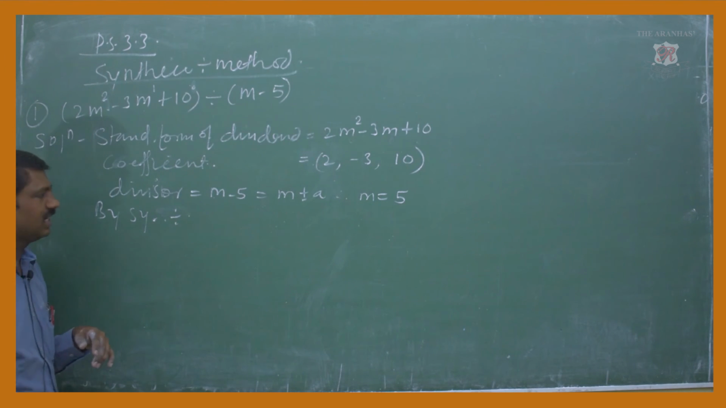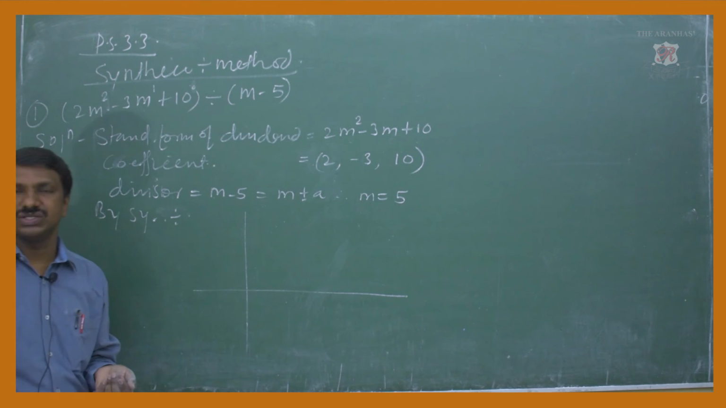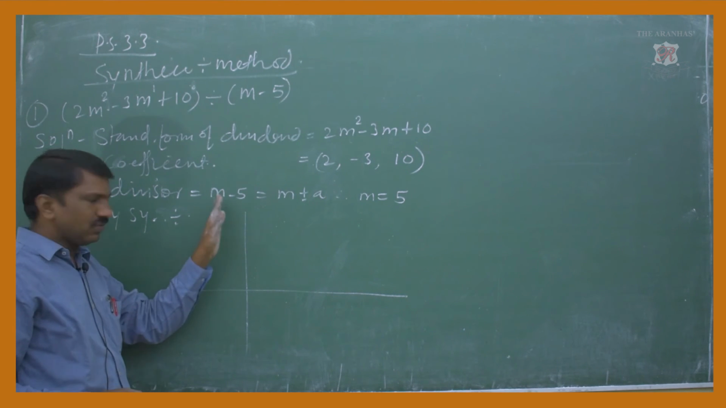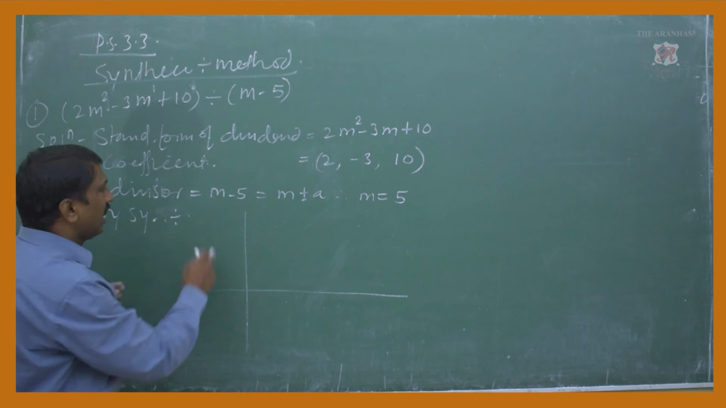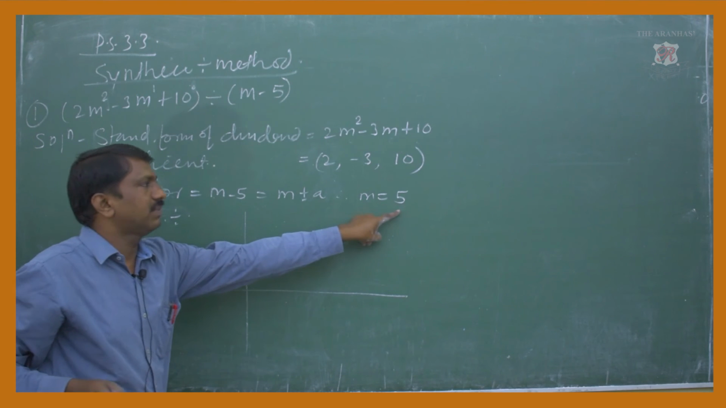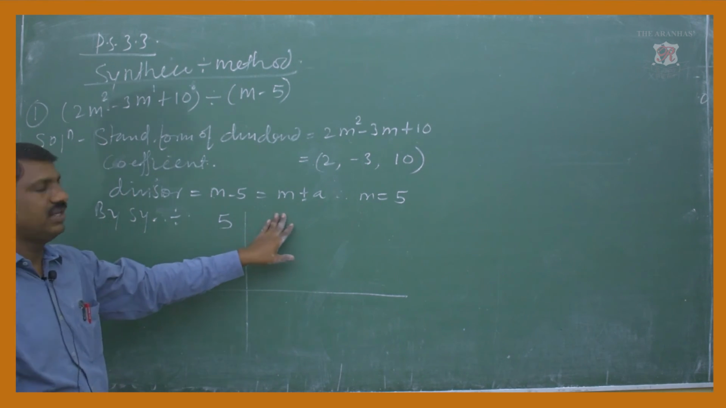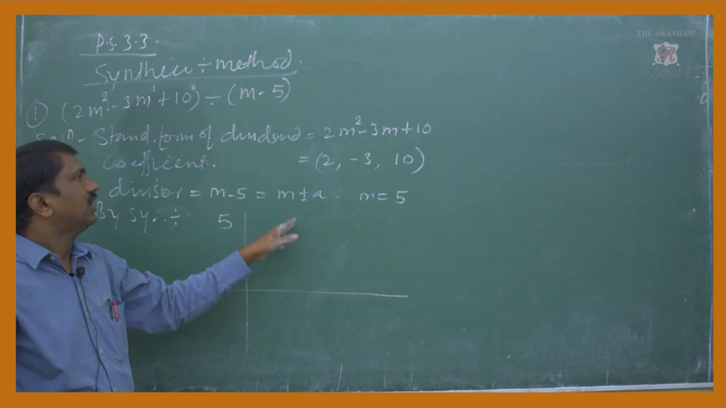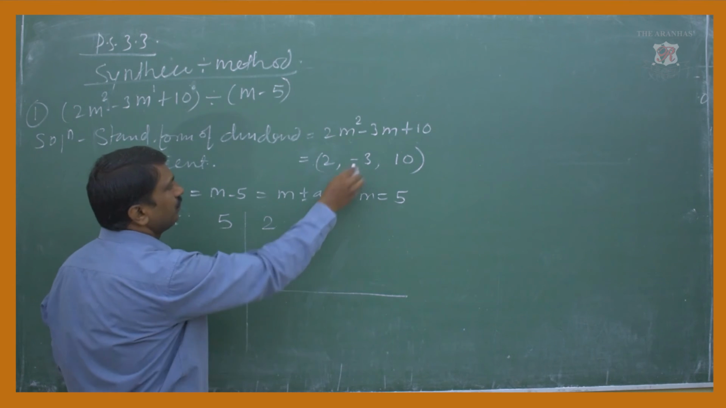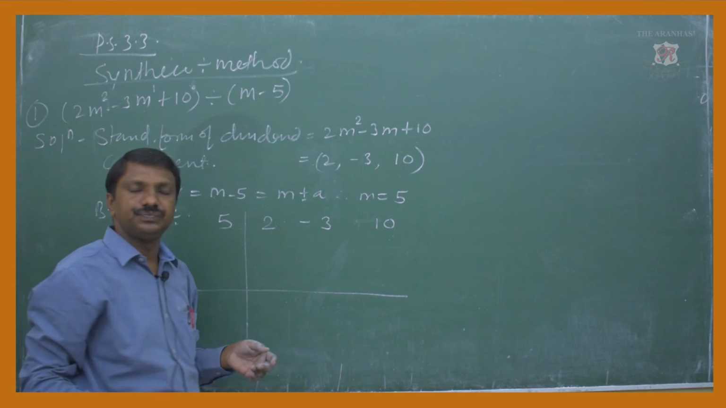For synthetic division, you have to make the arrangement, a vertical and a horizontal line, like a matrix. The divisor, which here is plus 5, goes outside, and inside, in the row, we write the coefficients. Which are the coefficients? First is 2, next is minus 3, and next is plus 10.